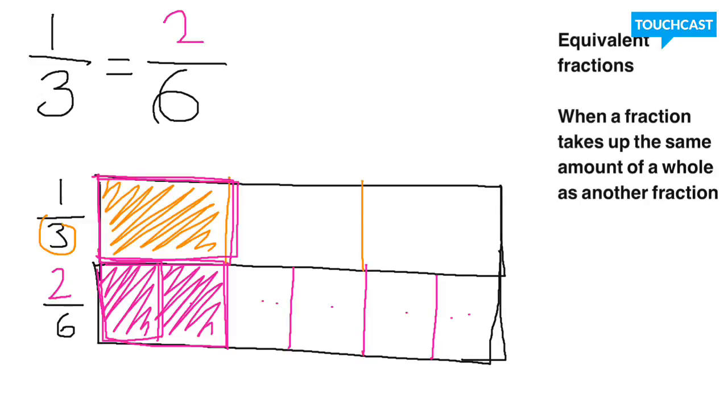And for those of you still proving with an algorithm, 3 times what equals 6? Times 2. And 1 times what equals 2? Times 2. These match. So now I've double checked my work.